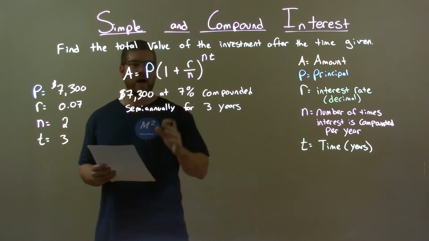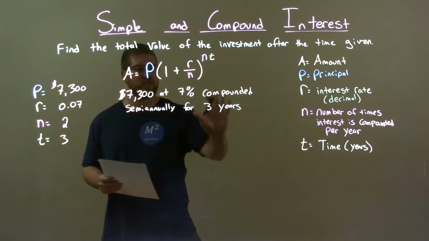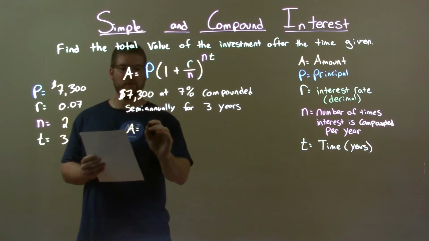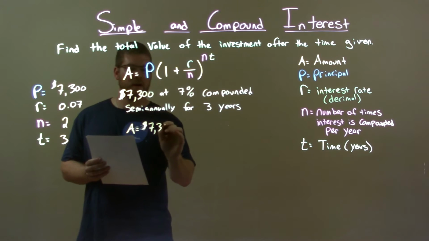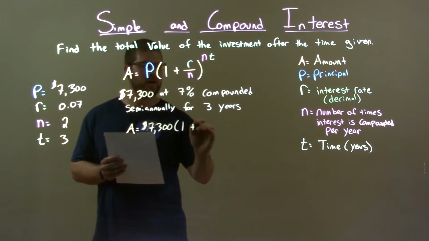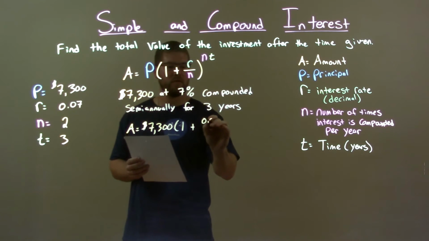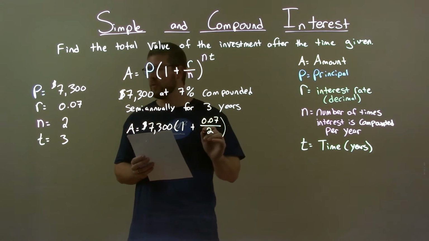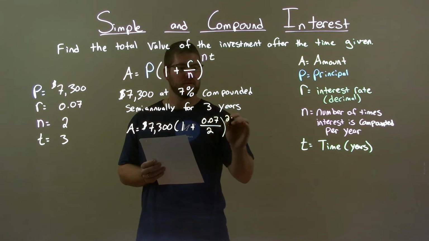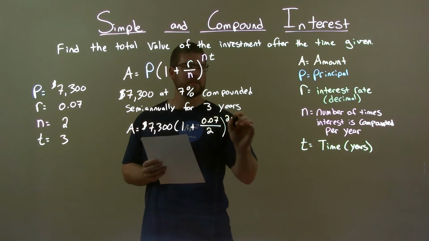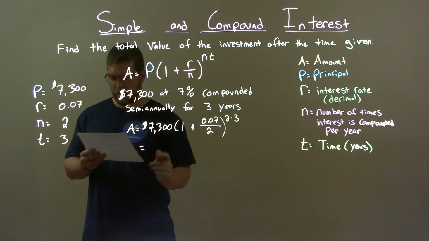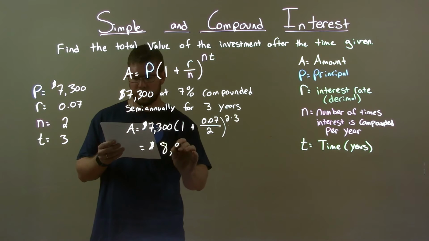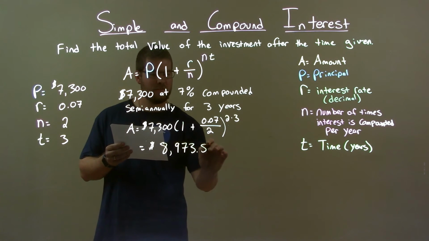With that information, all I have to do is plug all those values that I extracted from this statement into my formula. A equals my principal, 7,300, multiplied by 1 plus my R value, which is 0.07, over my N value, which is 2, all to the exponent power of 2N, which is the N value, times 3, which is the T value. This gives me a final answer here of $8,973.56.